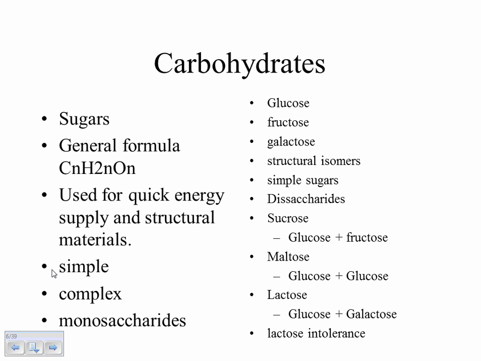Carbohydrates are better known to most people as sugars. Their general formula, at least for a monosaccharide, the most simple sugars, is CnH2nOn. What that means, for example, is that if there were 6 carbons, there would be twice as many hydrogens, 12, and the same number of oxygens. So it would be C6H12O6. That's the formula we know for glucose.